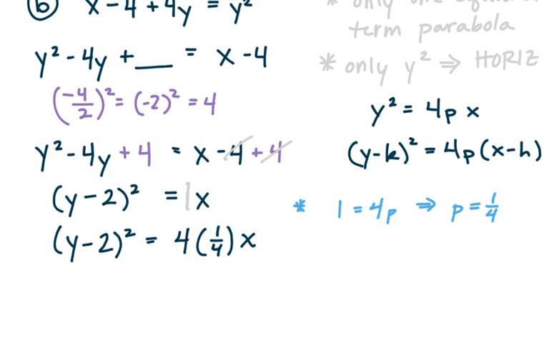So this is a horizontal parabola. It opens to the right because p is positive, and that xy ordered pair is going to be 0, 2. That is my vertex: 0, since I've got minus 0, and then minus 2, we've got positive 2. And then the directrix would be 1/4 of a unit behind it, and the focus would be 1/4 of a unit inside. That p value tells us about the directrix and the focus. All right, let's look at example C.